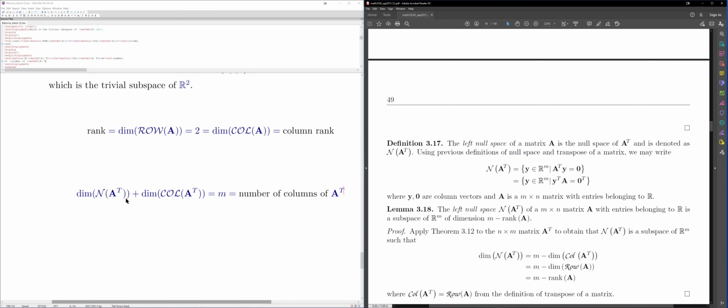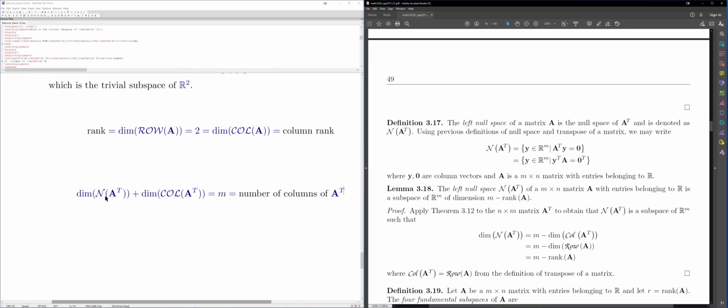Okay, gives me this so far, right? So that's what I'm using over here. And what I want to get is the dimension of the left null space. In other words, I want to get this dimension over here. So I solve for it. I bring the dimension of the column space of A transpose on the right hand side. And now I start considering this over here.